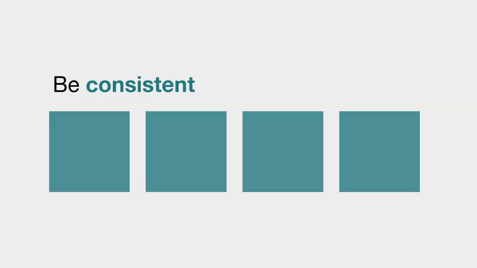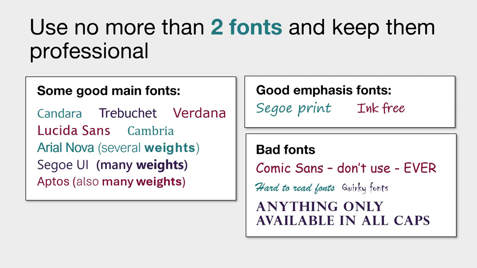The next important presentation design rule is to be consistent. This is crucial to making your presentation have that overall coherence that makes it look more professional, especially now that you're not using PowerPoint themes. First, think about your fonts. Don't use more than two, one for the title and main text and one to add emphasis if you need it.